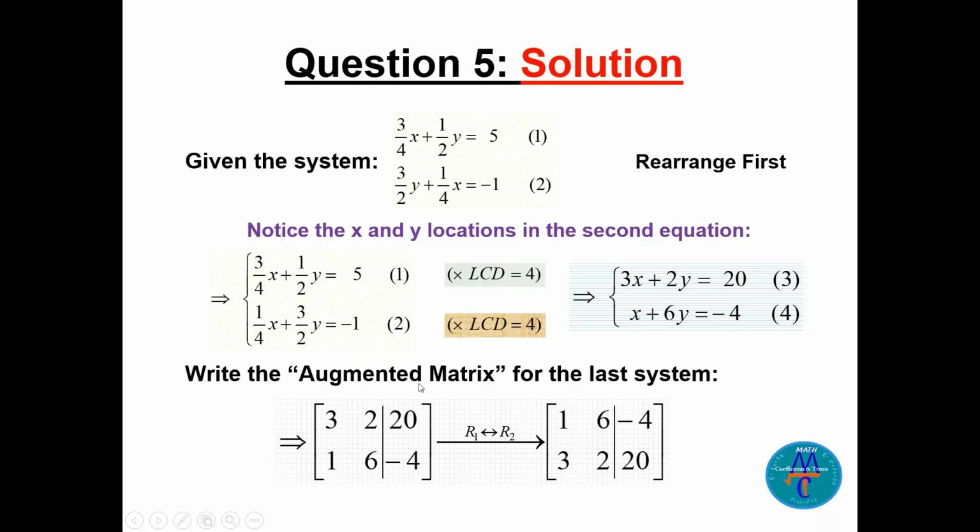Now ready, write the augmented matrix: 3, 1, 2, 6, 20, minus 4. We have to make the first number 1, so we can interchange row 1 and row 2. So this becomes 1, 6, minus 4. Down we get 3, 2, 20.